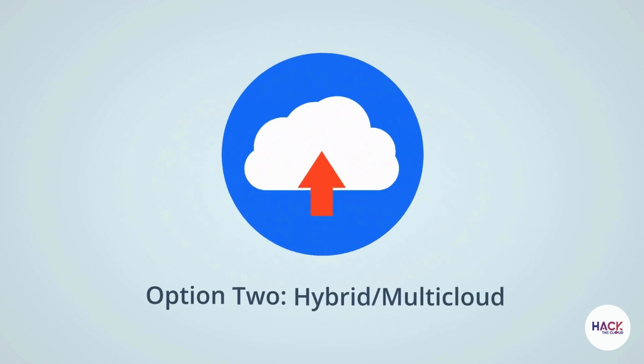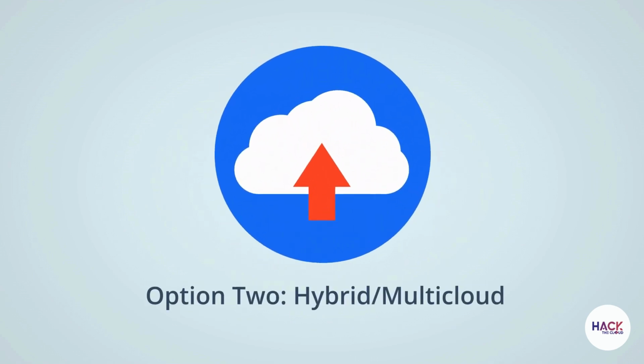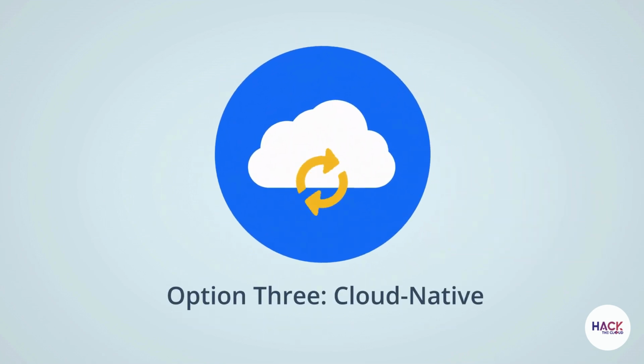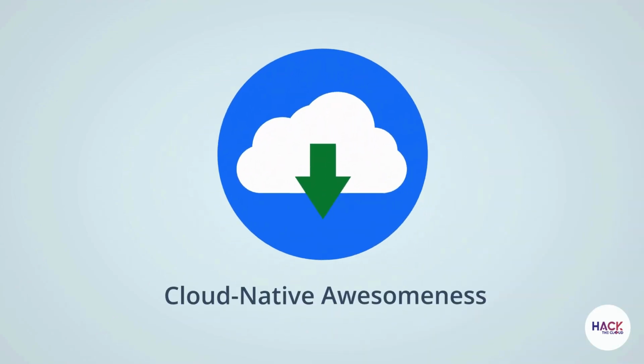Option 2. This is the fancy middle ground. Think of it as a refined move with consistent orchestration. You refactor your app to run across GCP, on-premise, or even other clouds. Fancy, right? Multi-cloud equals flexibility points unlocked. And finally, we've got cloud native, the GCP buffet of microservices, serverless, and full-on cloud awesomeness.